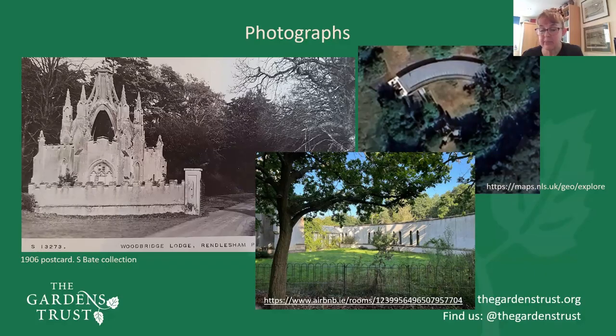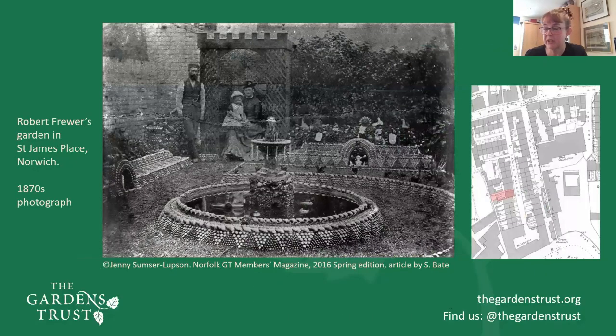And then this has to be my very favourite Victorian photograph. It was taken in the early 1870s. It shows a couple and their son sitting in their amazing shell garden at the back of their very small terraced house in Norwich. So it's a very rare photograph of a backyard garden in a city slum area made up from whatever materials they could get hold of.